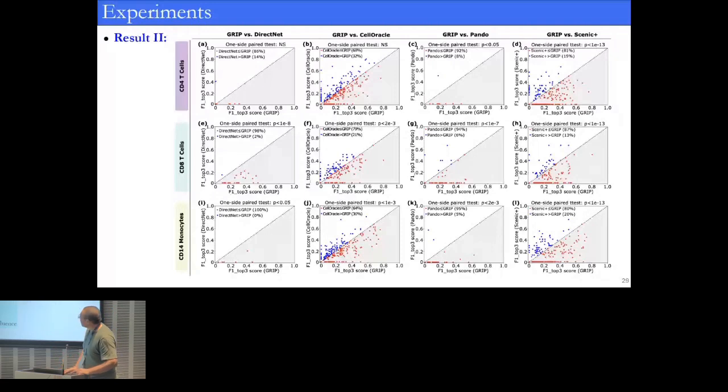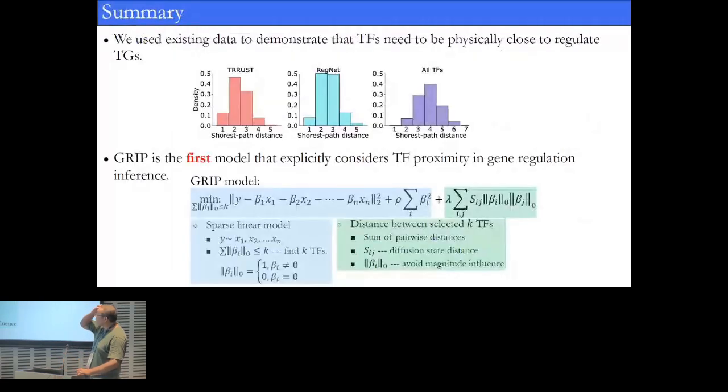As a summary, we first proved, using existing data, that if transcription factors are trying to regulate the target genes, they have to be in physical closeness. Second, we propose the very first model that explicitly incorporates this proximity into the model. We also believe this model can be used for other bioinformatic applications.